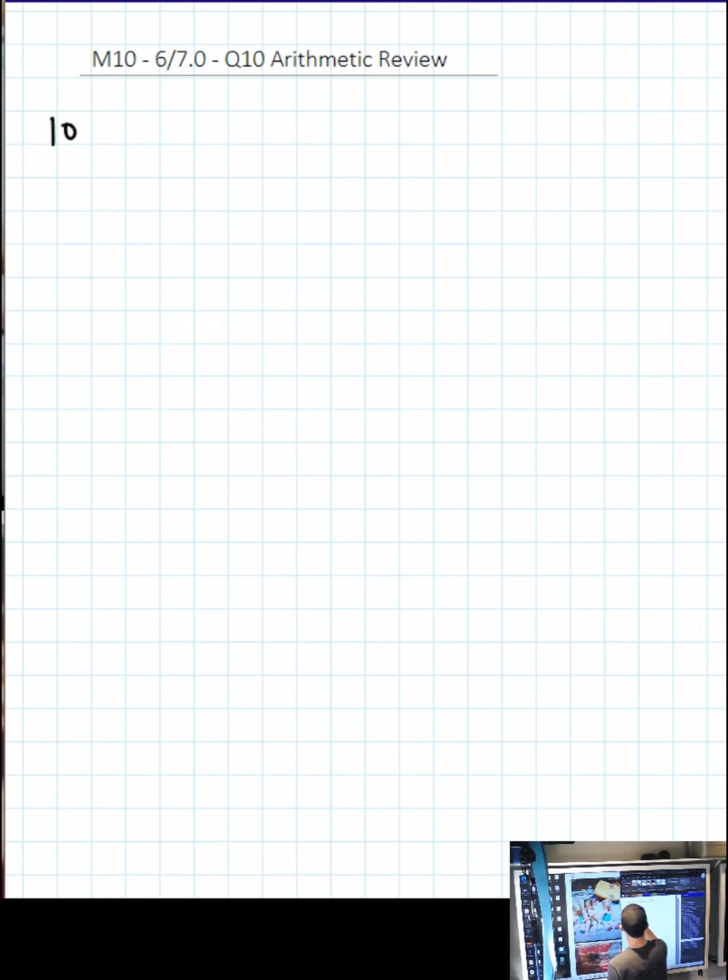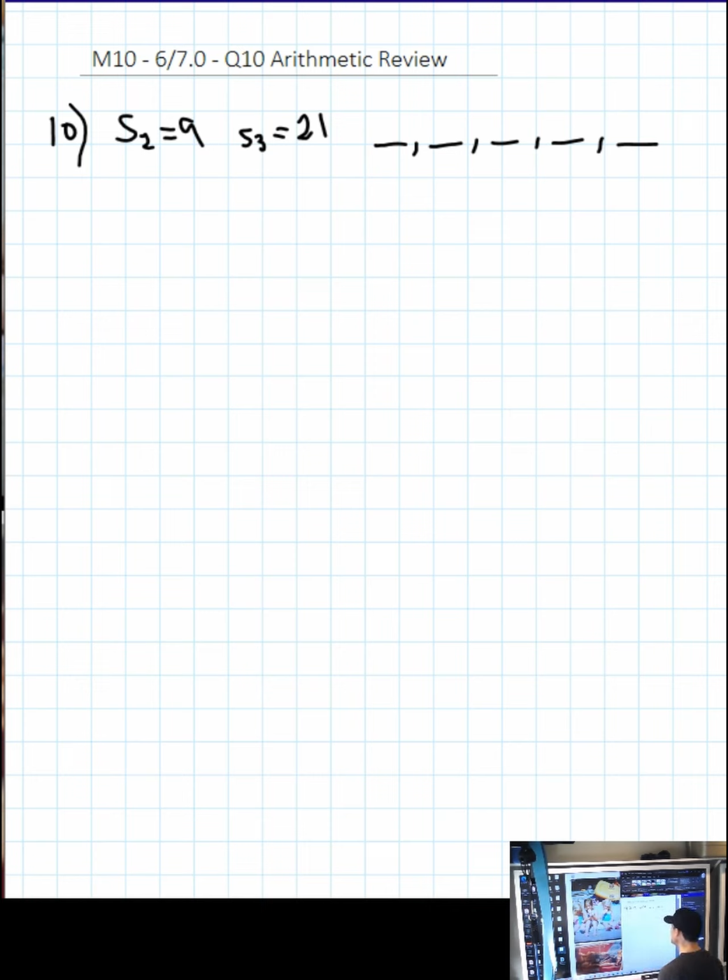Okay, number 10. So this time we have S2 equals 9 and S3 equals 21. Find the first 5 terms. So we need 5 terms. Blank, comma, blank, comma, blank, comma, blank, comma, blank. That's the goal, all 5 terms.